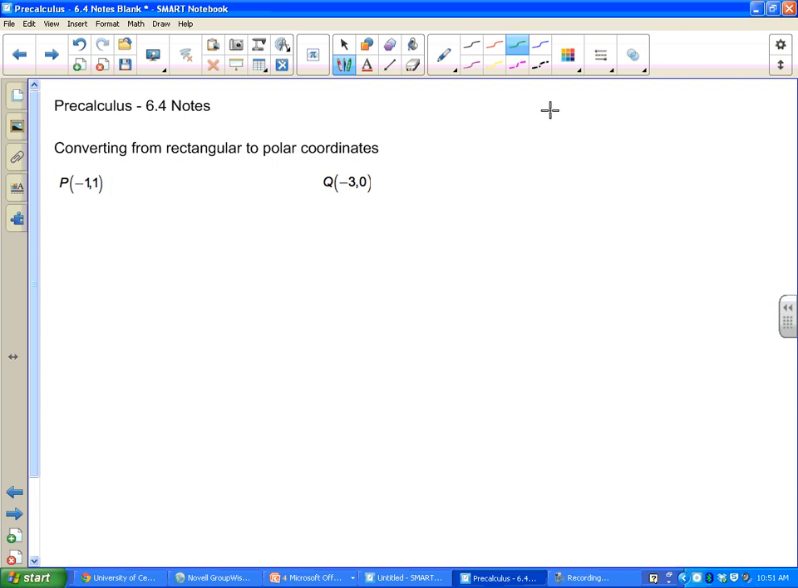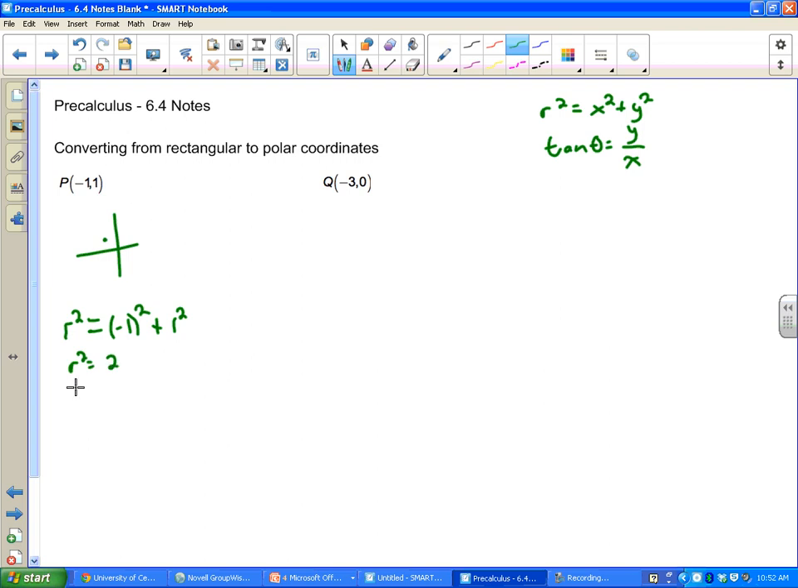Those two formulas were r squared equals x squared plus y squared, and tangent theta equals y over x. So the point -1 comma 1 is in the second quadrant over here, and that's going to matter because we're going to have to use inverse tangent, so we need to make sure that we know what quadrant we're supposed to be in. R squared equals x squared plus y squared, so r squared equals 2, which means r equals the square root of 2.